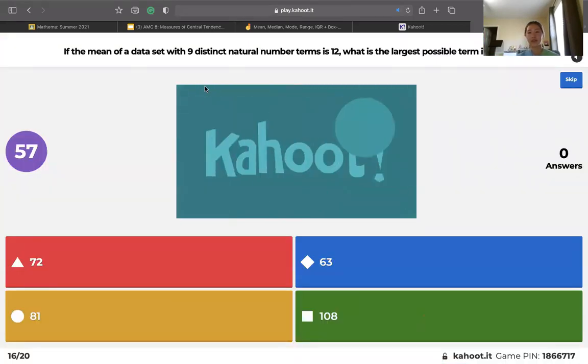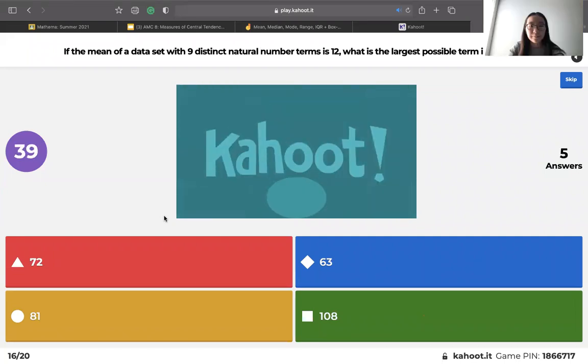So remember that natural numbers don't include 0. It's just 1, 2, 3, 4. And then distinct means that they're all different. This one's a pretty hard question, so don't get discouraged if you don't know what to do.